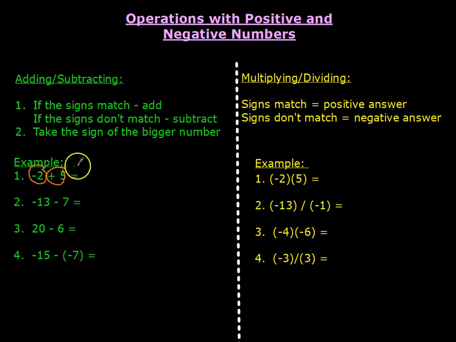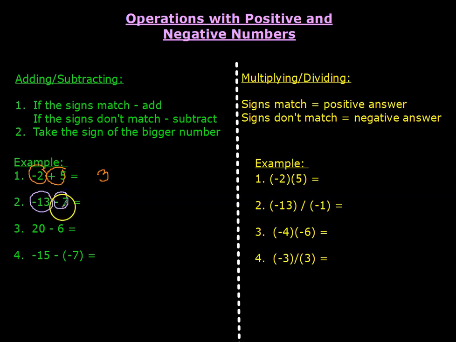I can only subtract bigger minus smaller. So 5 minus 2 is 3. And then I'll take the sign of the bigger number. Bigger number is 5 and it's positive. So +3 is my answer. And then moving on from here, I have -13 and -7.